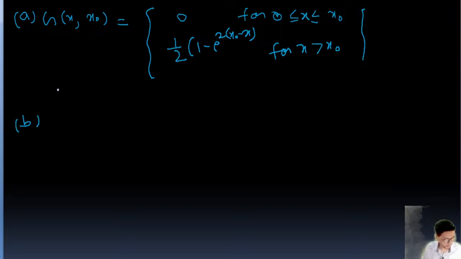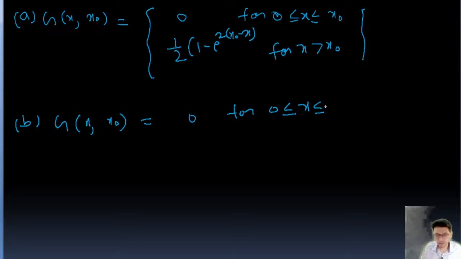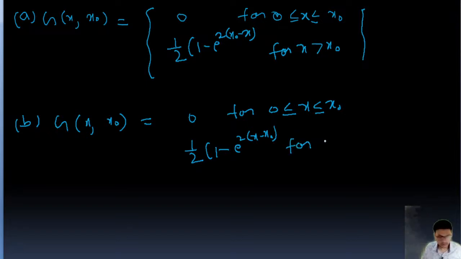Option B is Green's function G(x, x naught) equal to 0 for x less than or equal to x naught, and then 1 by 2 into 1 minus e to the power 2 (x minus x naught) for x greater than or equal to x naught.